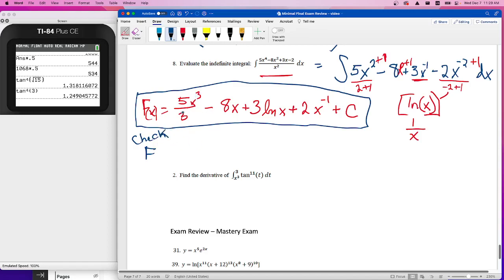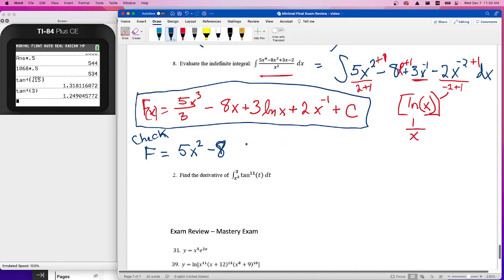So 3 comes down, right? 3 divided by 3 is 1. So when we take its derivative, we're going to get 5x squared. Oh, that's cool. That's what we had. Take the derivative of negative 8x. Well, take the derivative of something with just an x, x to the 1. The 1 comes down, you get your negative 8. Subtract 1, you get x to the 0. So we got our negative 8. Oh, cool. That's what we got.